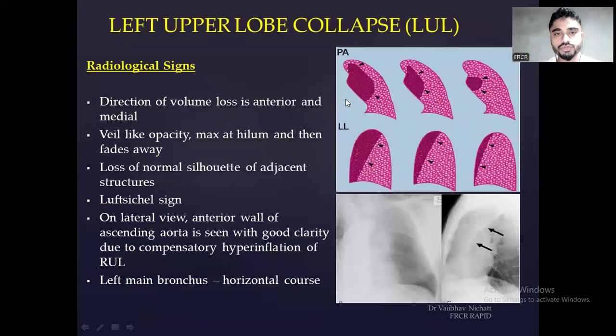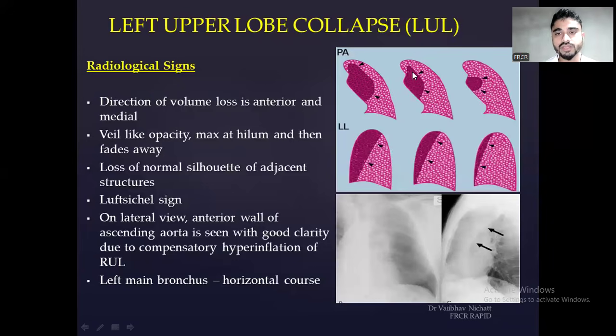The one thing you should remember is that on the left side there is only one fissure, the oblique fissure, which divides the lung parenchyma into left upper lobe and left lower lobe. This darker part is the left upper lobe, and this less dark part is the left lower lobe. As the upper lobe collapses, the left lower lobe overinflates, and because of the overinflation, the left lower lobe will come in between the mediastinum and the collapsed segment of the left upper lobe.